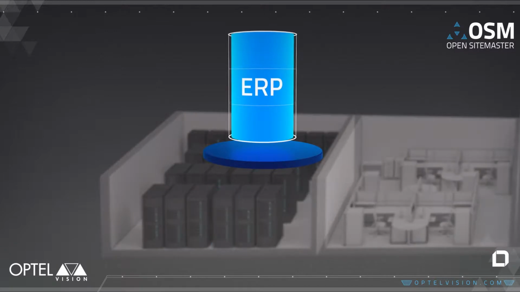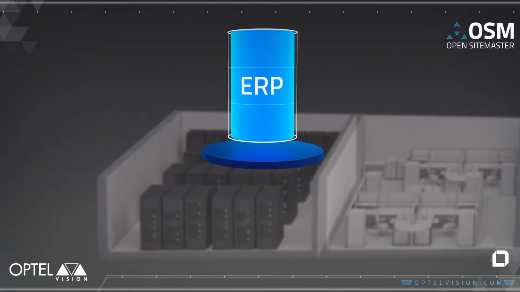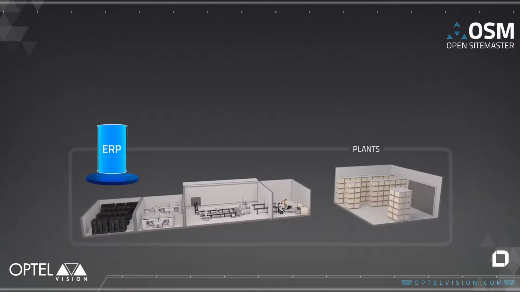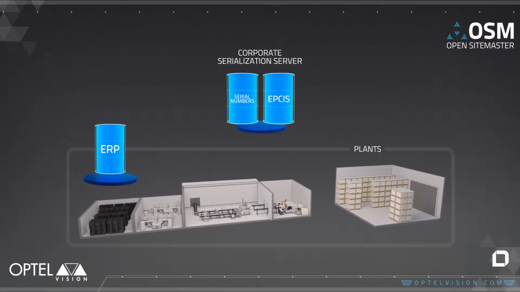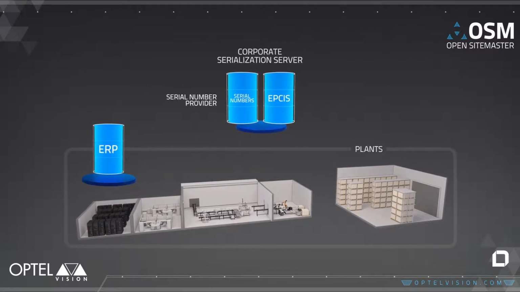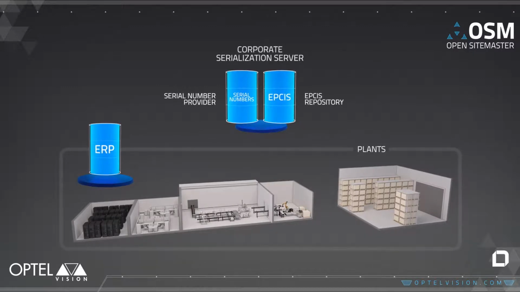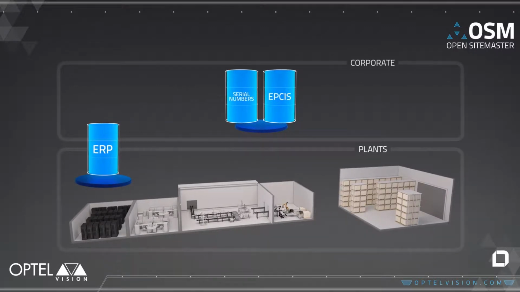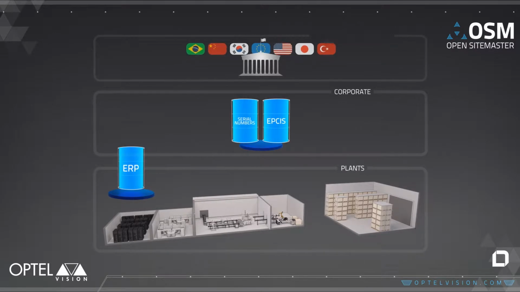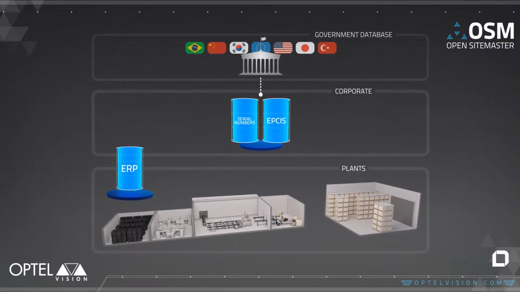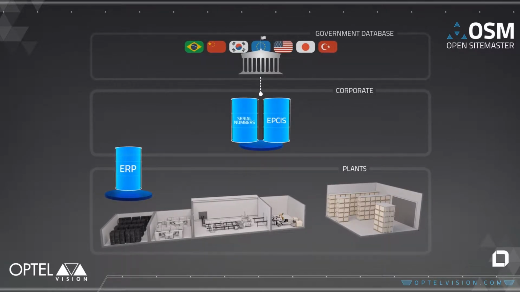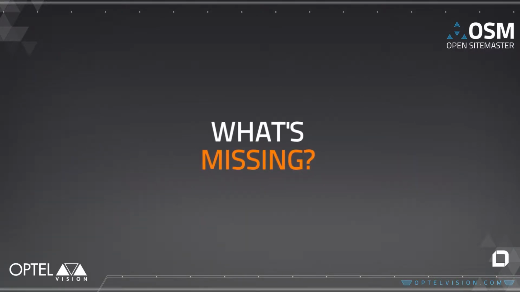First, there is the ERP system, which contains the product's master data and lot information. Then, at the corporate level, there's a central serial number provider and an EPCIS repository to log the serialization history. The corporate server then needs to report the serialization information to the government agency of the country where the products are being shipped. So what's missing?